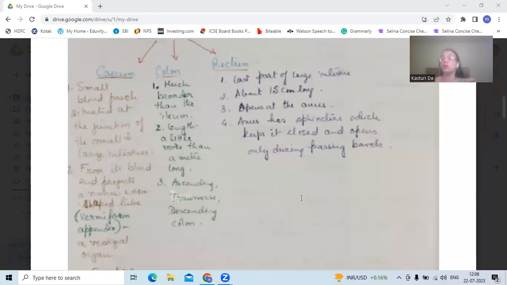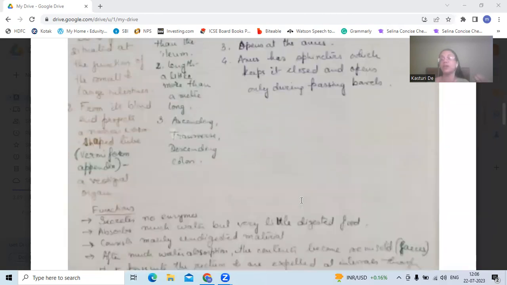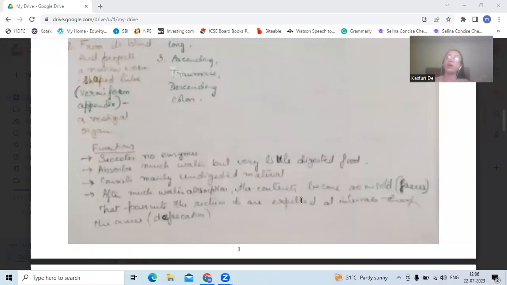So it opens to pass the bowels. That time only it opens, otherwise it remains closed. This is done by what? It is done by the sphincter. Sphincters are nothing but muscular rings which are present in certain spaces, like we found in the esophageal sphincter, then the pyloric sphincter. So these are all muscular rings which are present to prevent the backflow of substances, or you can say to regulate the flow of any substances in one direction.